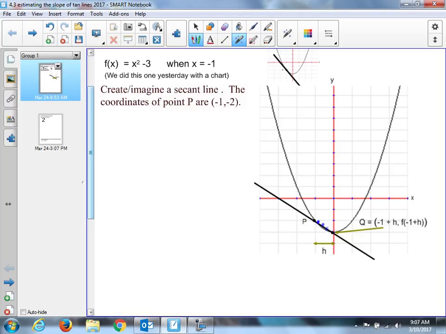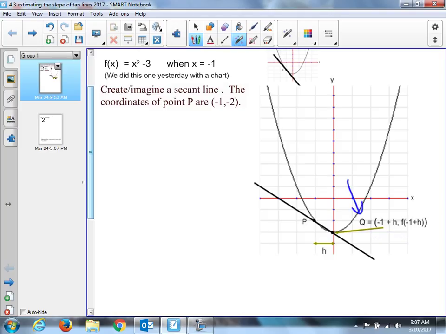But the problem with that is you're dividing by 0. You can't divide by 0. So calculus allows us to get around the problem of dividing by 0. We don't actually divide by 0, you can't, but we get around that problem.